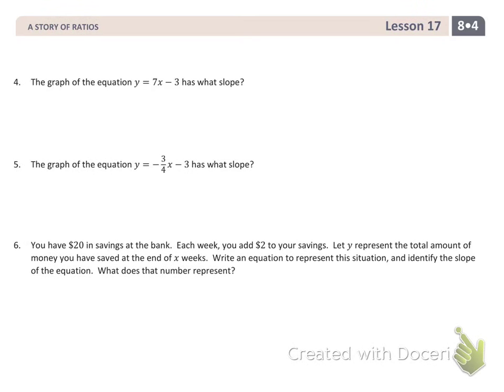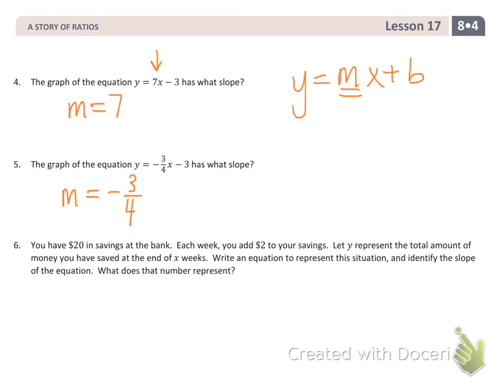For exercise 4, it just asks what is the slope of this equation, y equals 7x minus 3. It's in the form of y equals mx plus b, so we can identify the slope as the coefficient of the x term. So the slope of this equation is 7. And then the next one, exercise 5, the coefficient of the x term is the slope. So the slope here is negative 3/4.